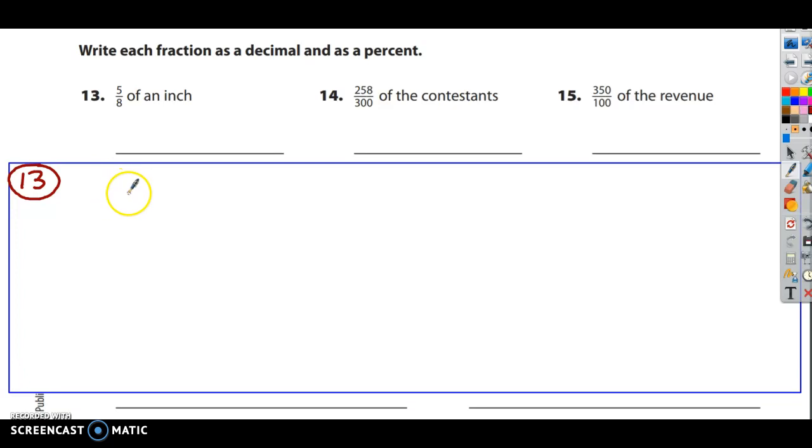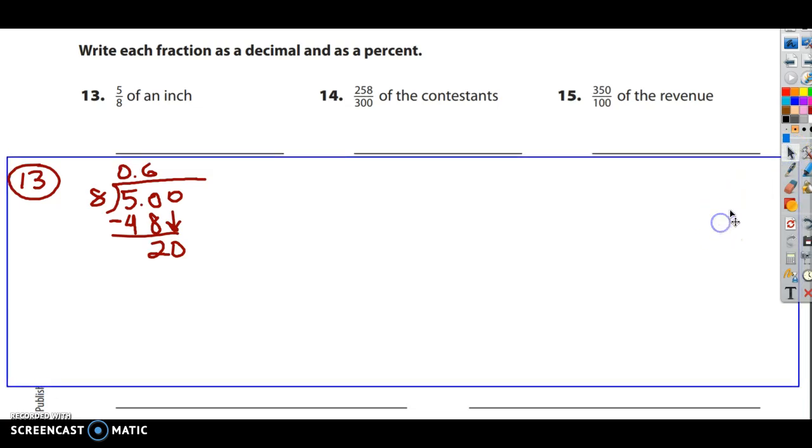So what we've done every time on the eighths is divide our numerator by our denominator. So I'm going to do 5 divided by 8, and that's going to end up looking like this. 8 goes into 5 0 times, but 8 goes into 50 6 times. 6 times 8 is 48. Subtract, and I have to annex zeros as long as I don't get 0 as a remainder. I'm going to divide until I get 0 as a remainder. 8 goes into 20 just twice. 2 times 8 is 16.